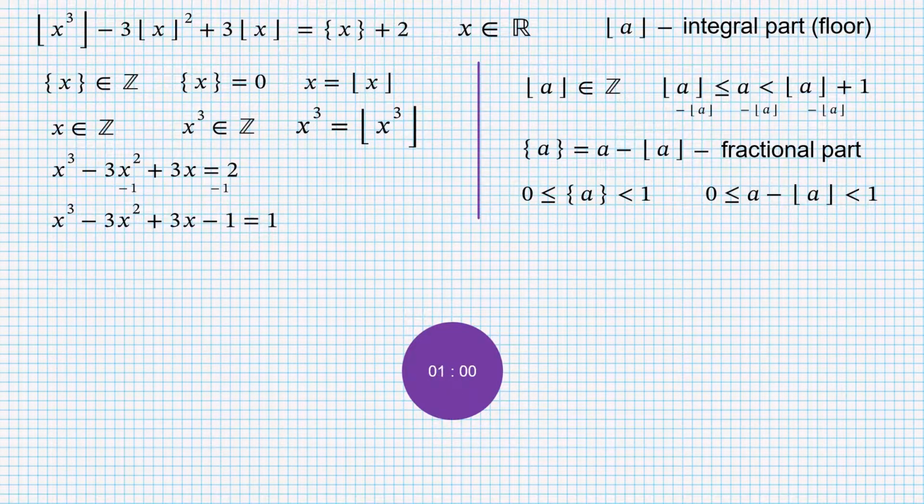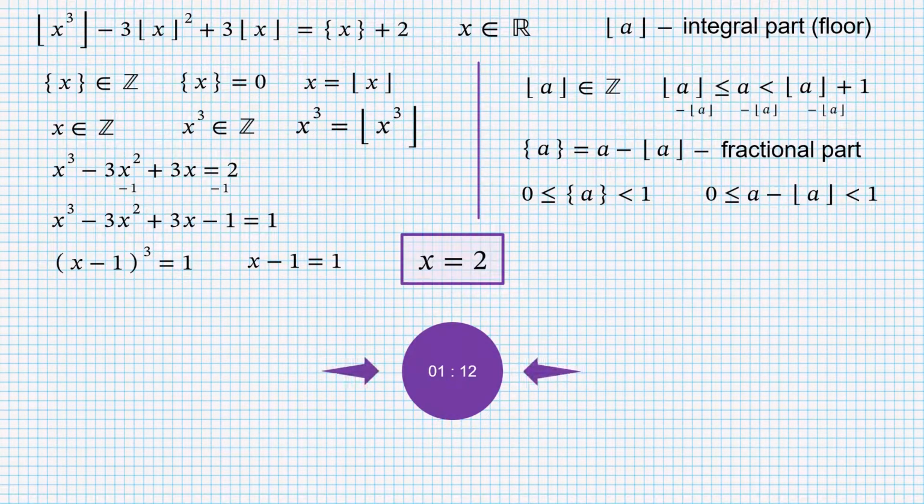Indeed, what we've got on the left is exactly x minus 1 cubed, which must be equal to 1. Given that x minus 1 is a real number, it can be 1 and only 1, in which case x equals 2. 1 minute and 12 seconds.